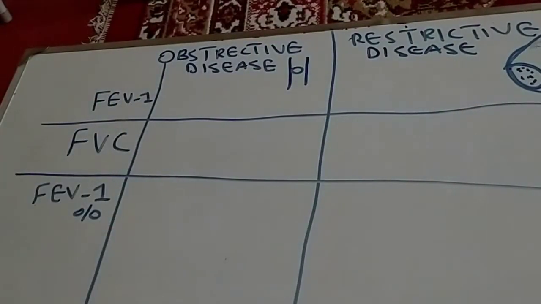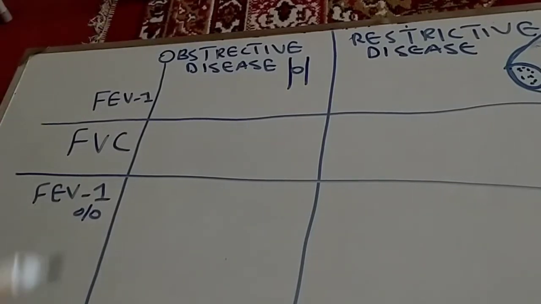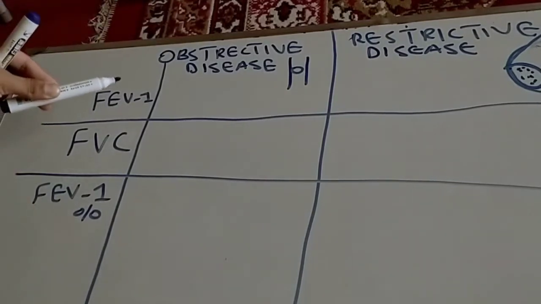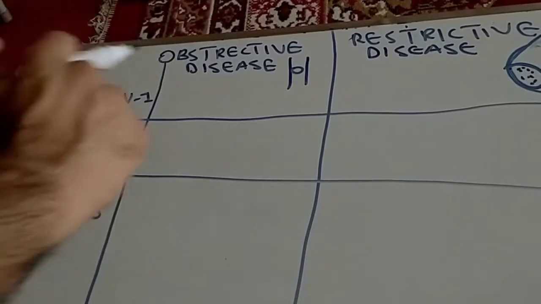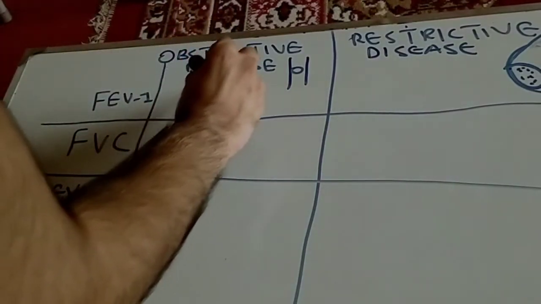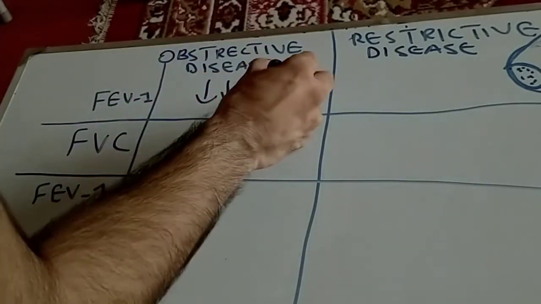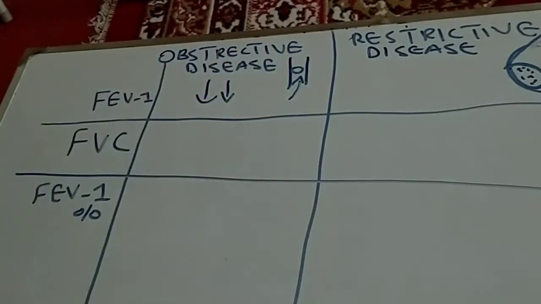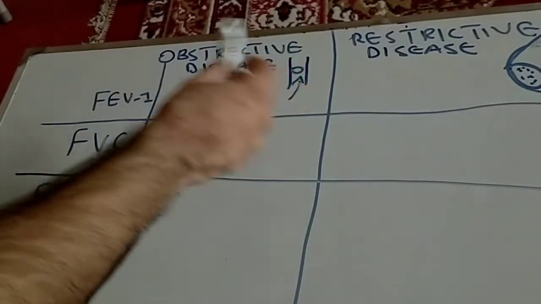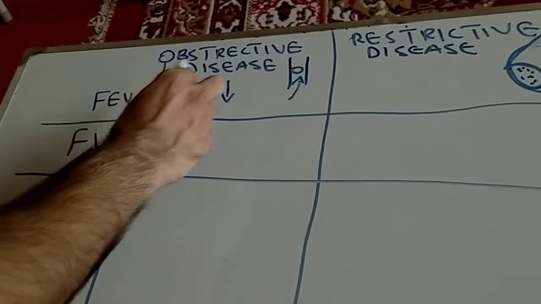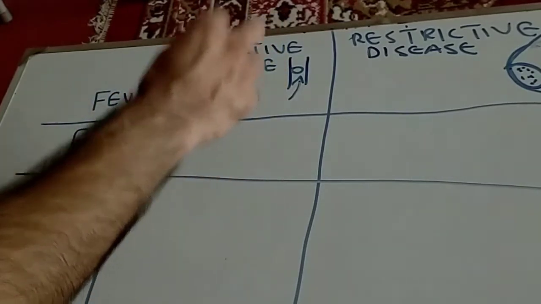Now talking about the FEV1 in obstructive disease. The forced expiratory volume after 1 second in obstructive disease would be very much less. I will demonstrate it by two arrows. Why would it be very much less? Because there is obstruction here and air cannot be expired out. A very minute amount of air can be expired out. So that's why the value of FEV1 in obstructive disease would be very much less.